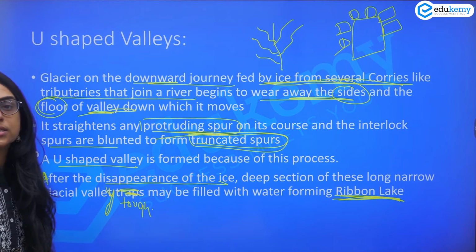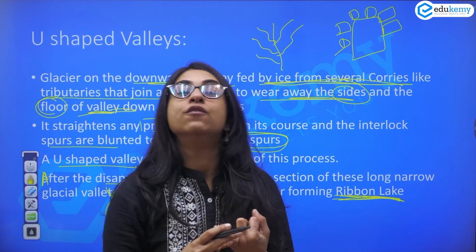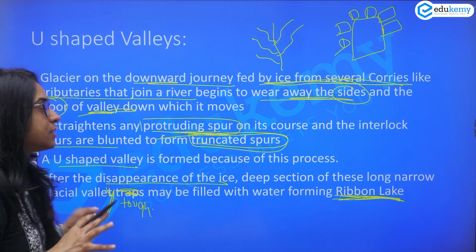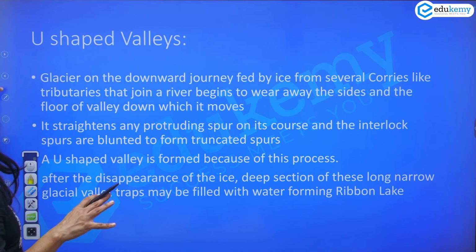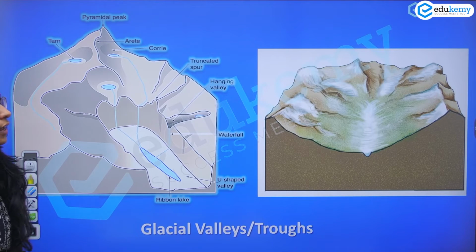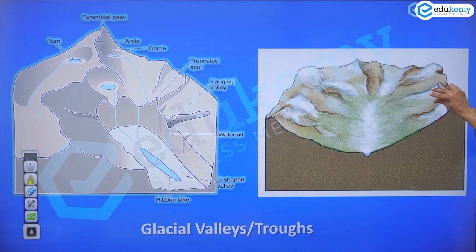So what we have to understand is the U-shaped valley, the glacial troughs, and the Ribbon Lake. Let's understand it once again by looking at the diagram here. Look at this mountain. Look at the glaciers. This is the typical feature. This is one glacier, two glacier, three glacier. This is GL1.